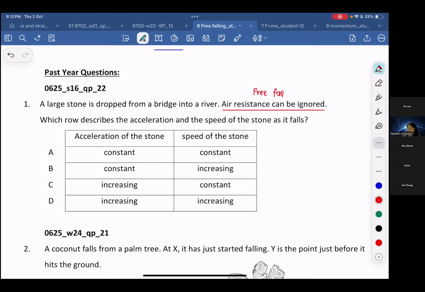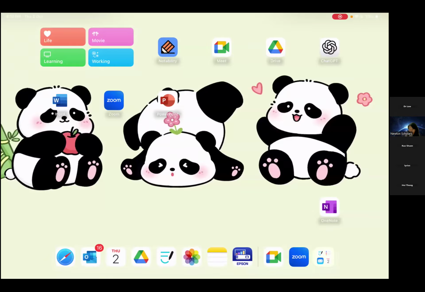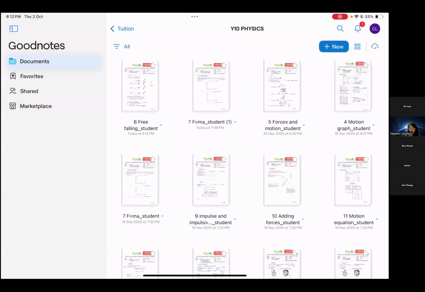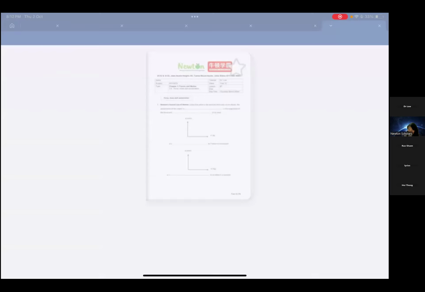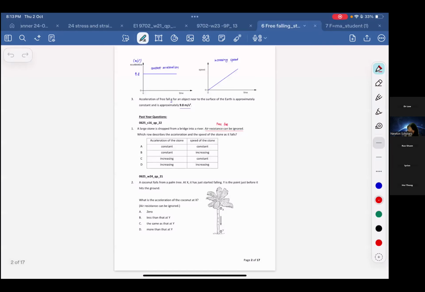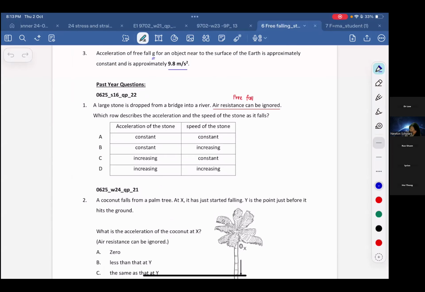This is an easy question. Boys and girls, show me your answer. Okay, Hui Tong already gave me the answer. The answer is correct. The answer is B. Constant acceleration. Constant acceleration. Where is this? Okay, constant acceleration, then speed is increasing.